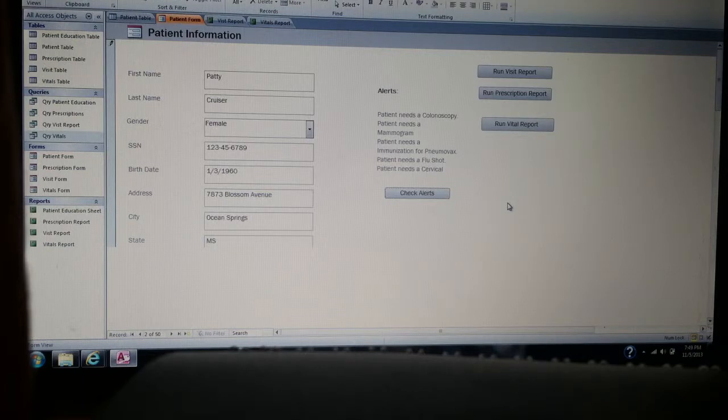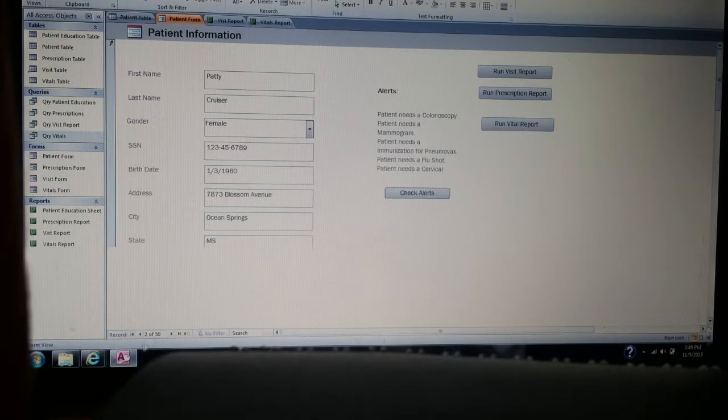It alerts us to patient needs a colonoscopy, which is for male and female, 50 or older. And then it alerts us to patient needs a mammogram, which is only for females, 40 and older. And then it alerts us to patient needs an immunization for pneumonia, which is anyone from 1 on. It also alerts us that she needs a flu shot, and alerts us that patient needs a cervical screening, which is only for females 18 and older.